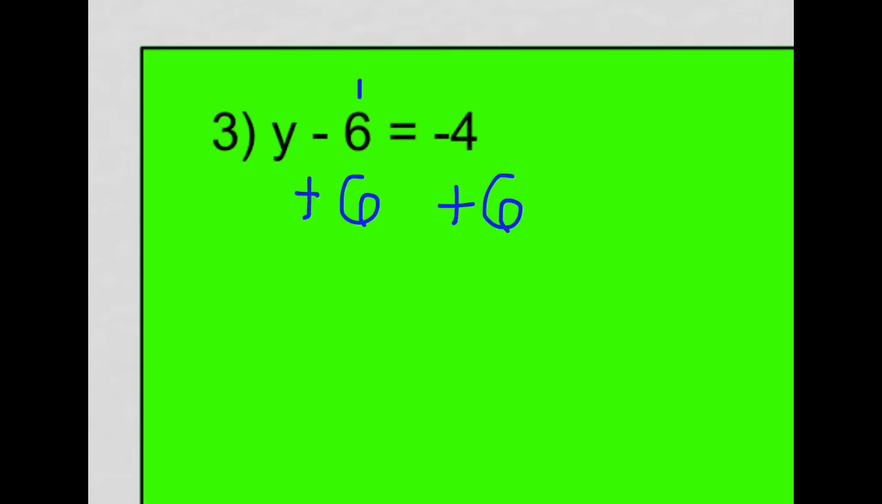Minus 6 plus 6 cancel, which is what I want. Gives me y. Negative 4 plus 6, the signs are different, so you subtract, and since you have more positives, the answer is positive 2. You now have the value of y.